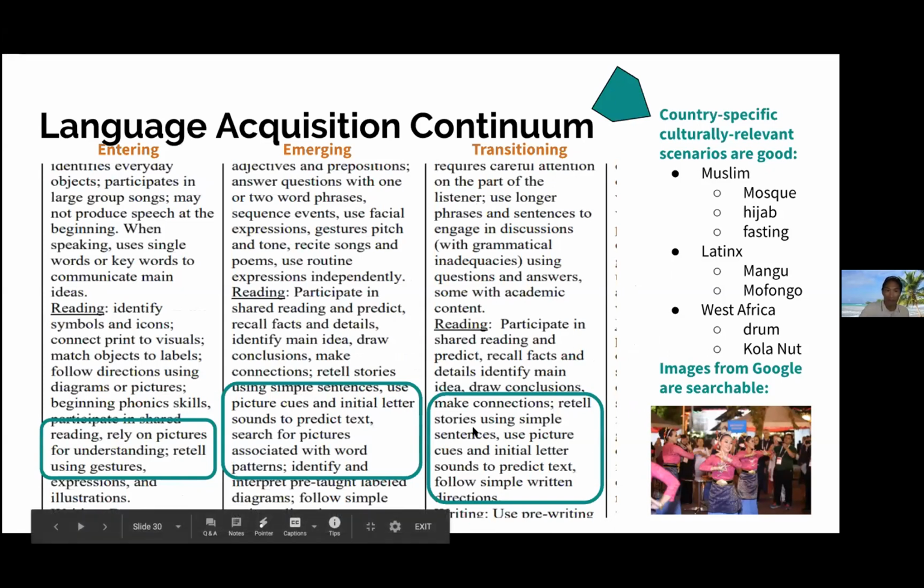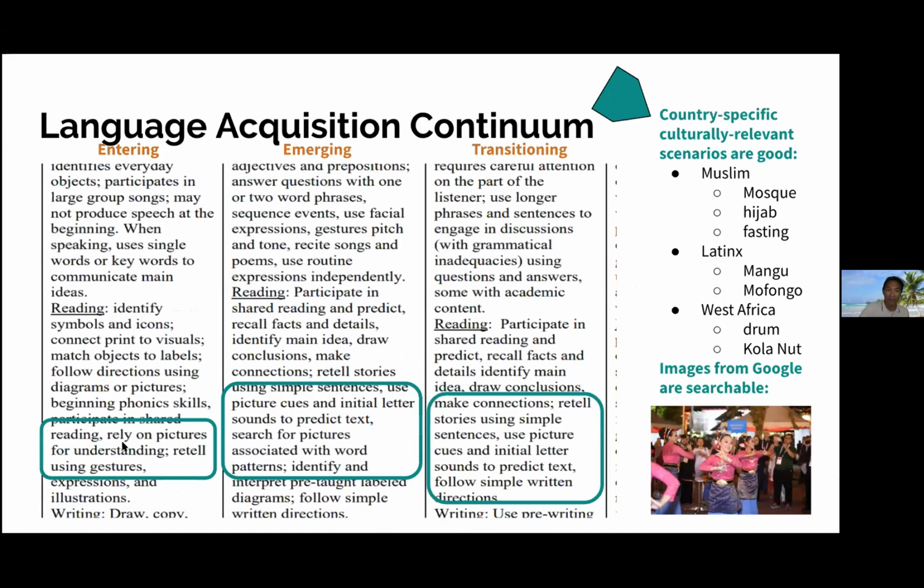Here are some examples for entering students. Their skills are pretty much relying on pictures for understanding. So your web quest should be very photo rich, image rich. As they get into merging and transitioning, they can tell short stories with short sentences like subject, verb, and predicate, but not anything more complicated than that. Choose scenarios also that they're familiar with.